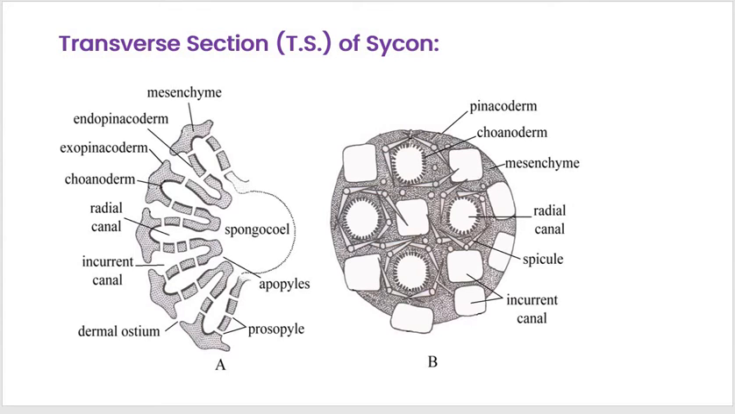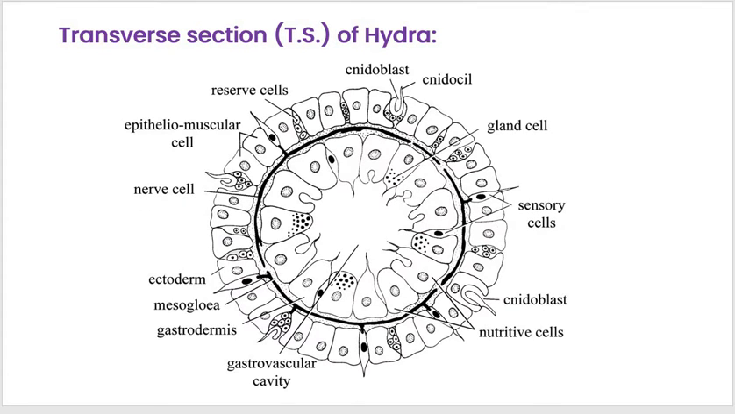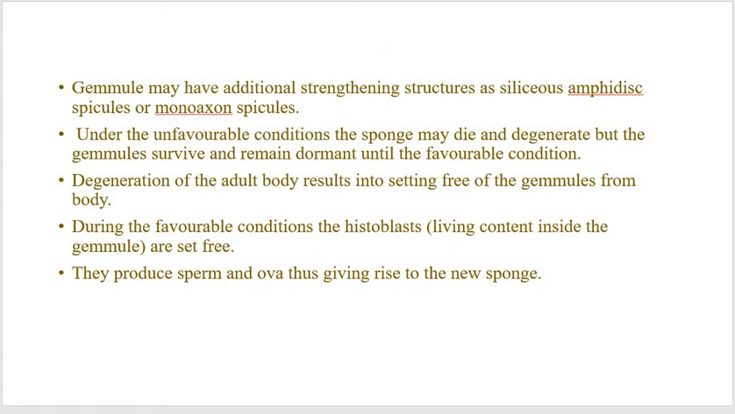Gemmules may have additional strengthening structures such as siliceous amphidisc spicules or monaxon spicules. Gemmules are the asexual reproductive bodies. These structures are round in shape and tough, and they contain a food-laden structure, the archaeocytes, covered by a resistant layer, the chitinous capsule. Gemmules may have additional strengthening structures as siliceous amphidisc spicules or monaxon spicules, which means they contain two types of spicules.